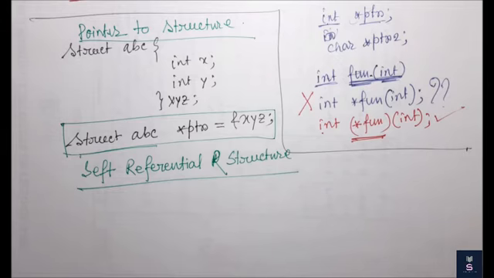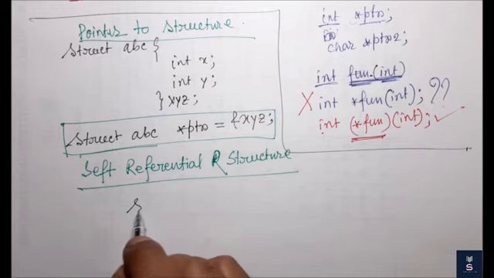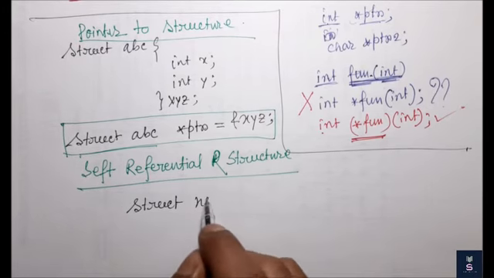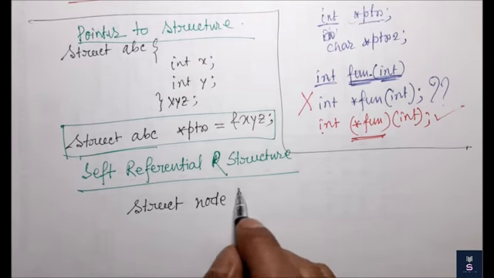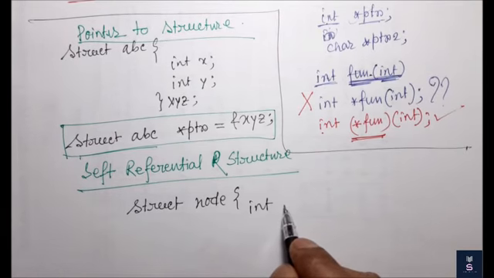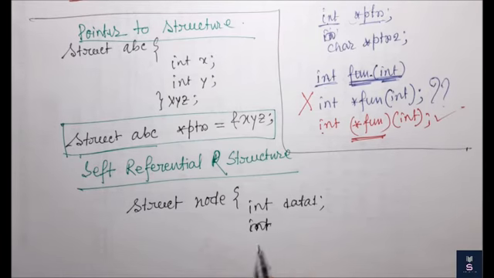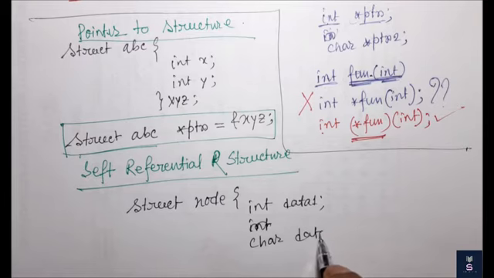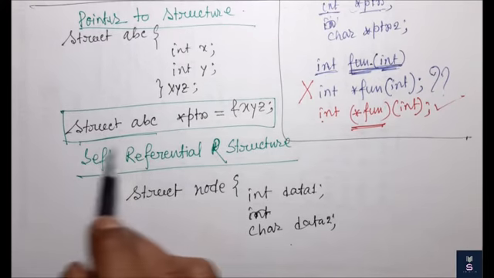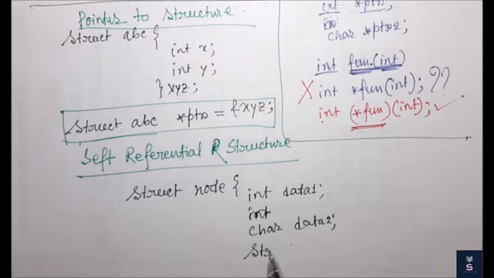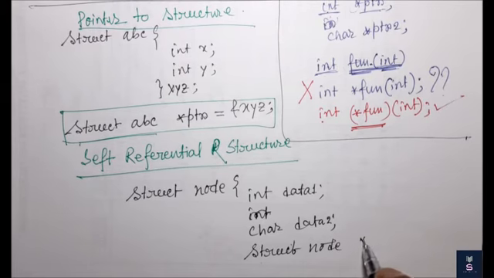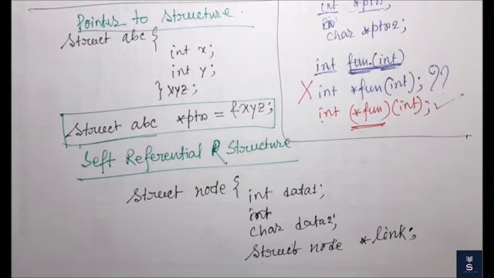So let me write a simple example so that it is clear to you. For example, struct note, so this is my structure name. Within it, for example, I have two members. One of the members is integer data1, and another member is another data type, char, for example data2. So these are two members, and let me write another member which is a pointer. You already know how to declare a pointer. So let me write struct note, so this is the structure type. Then if I write star link, link is a structure type pointer, right? And this pointer is pointing to this structure.